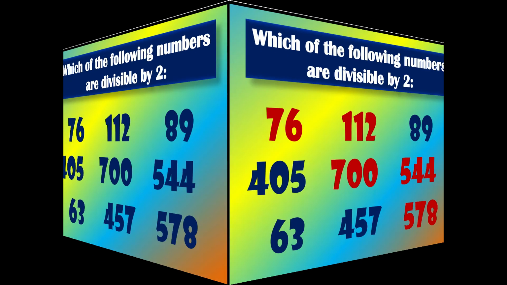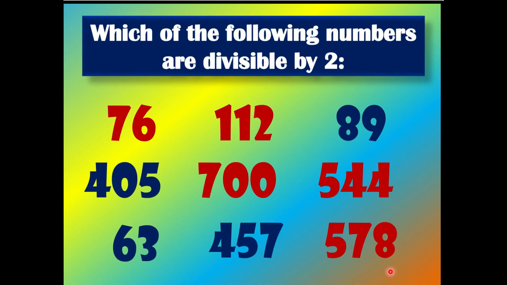Let's find out what numbers are divisible by 2. It is 76, 112, 700, 544, and 578. You got that one?